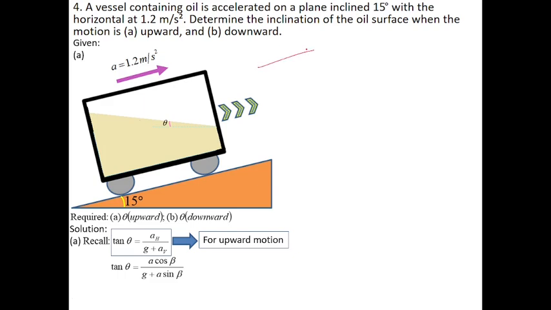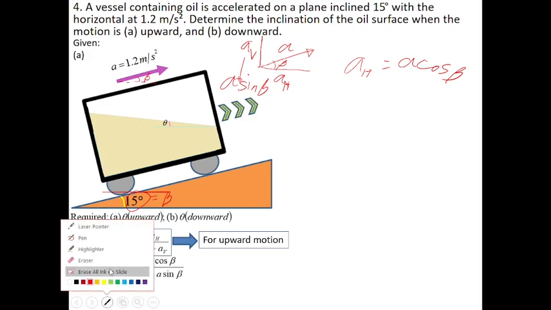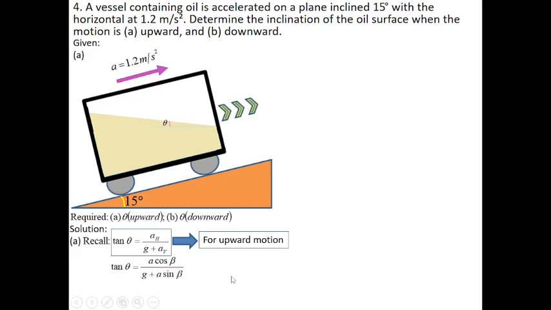So I have told you that AH, this is our acceleration. And what is the angle of the acceleration here? Like before, that is beta. So, if this is beta, this is the x component or horizontal component. This is the y component or the vertical component. Where AH equals, since it is adjacent to angle beta, cosine. Opposite to angle beta, sine. So, A sine. So that is our outcome now. Tangent theta equals A cosine beta over G plus A sine beta.